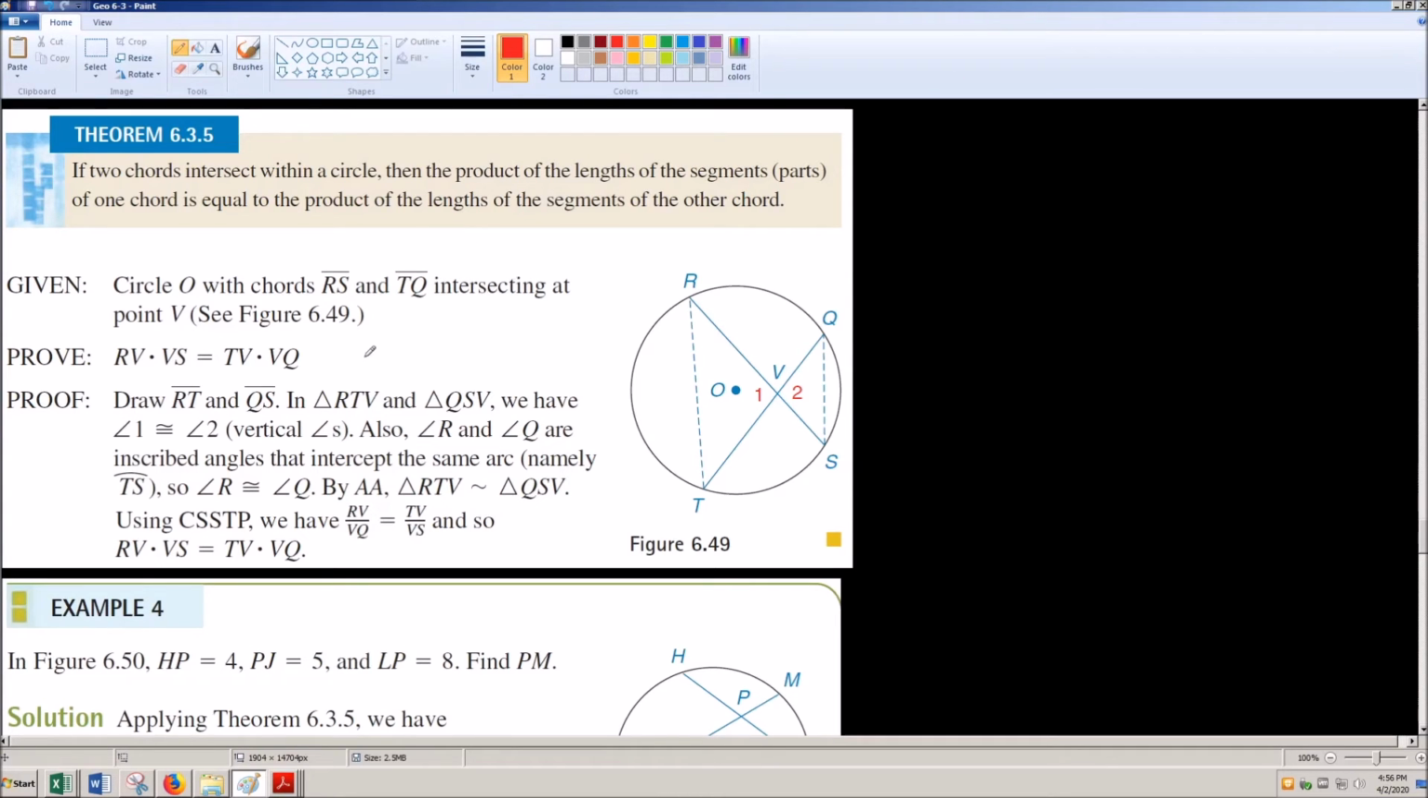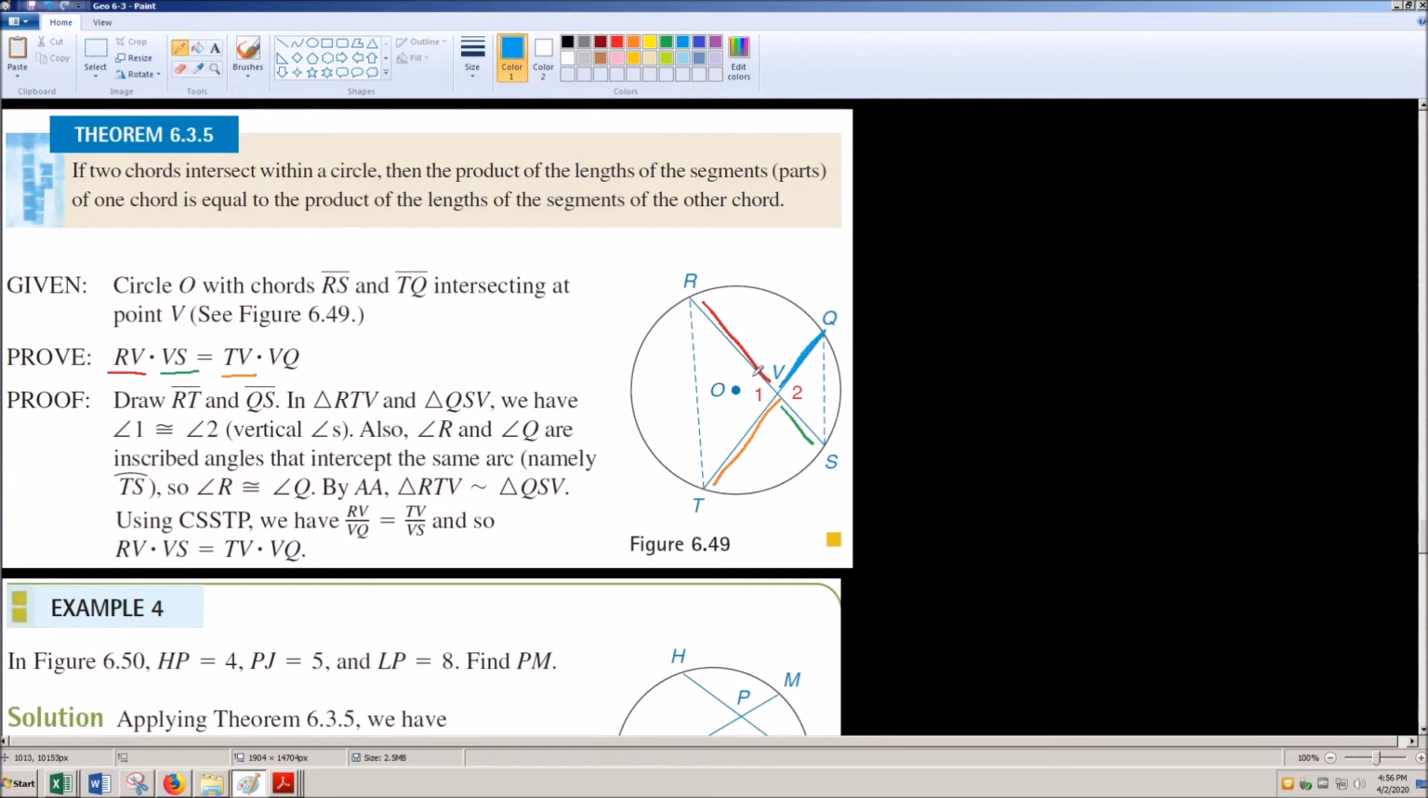So again, I'm going to write out what we're trying to prove here, and I'm going to do it in colors. So RV, I'm going to say is red. And then let's use TV, I'll use 4 different colors. TV we'll say is orange. VS we'll do in green. And then VQ we'll do in blue.